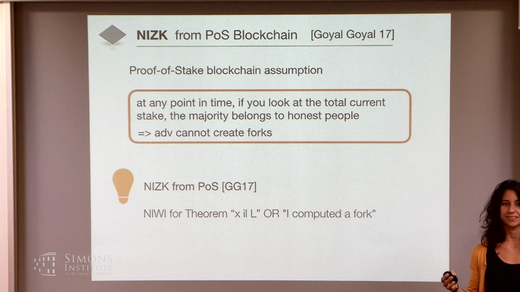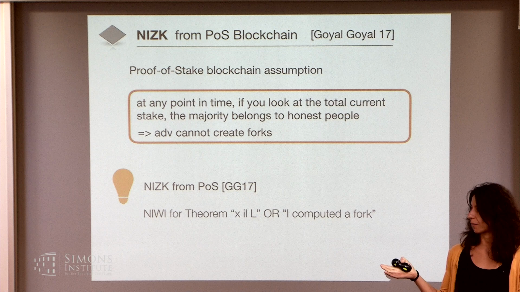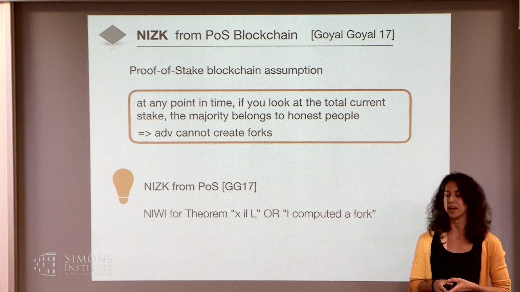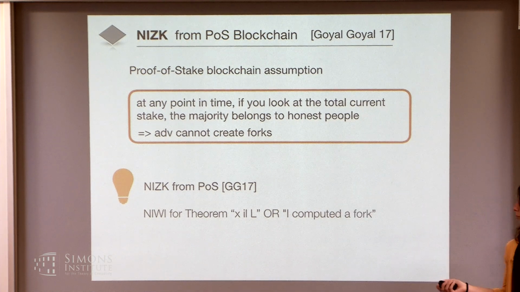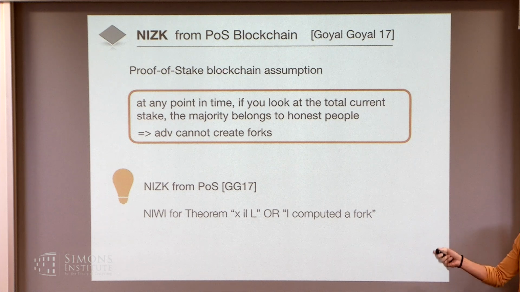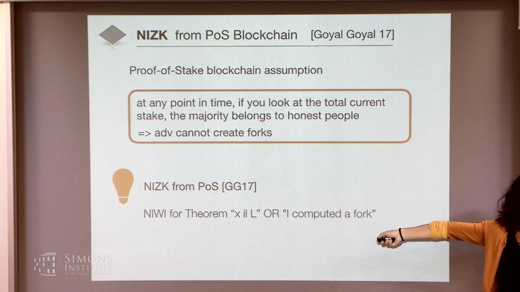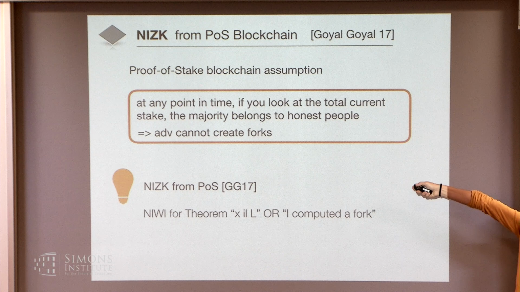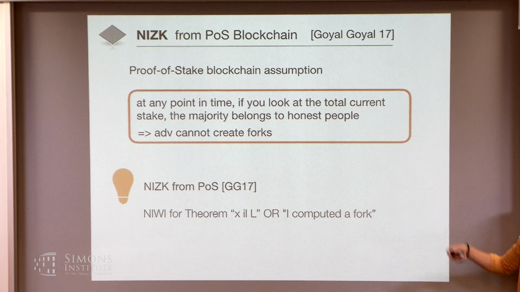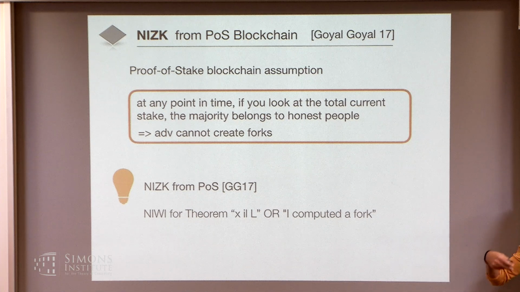You can assume that now the simulator controls the honest parties. And then, just using a typical FLS paradigm, your NISC is nothing but a non-interactive WI protocol where you prove either X is in L or I computed a long fork. Right now, in the blockchain assumption, any adversary will not be able to do this. Therefore, this NISC is sound. So soundness relies on the fact that proof of stake blockchains work. And zero knowledge relies on the fact that if your simulator controls the majority of the players, then your simulator knows the witness for the longer fork.